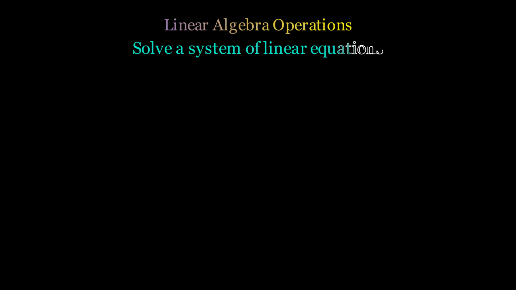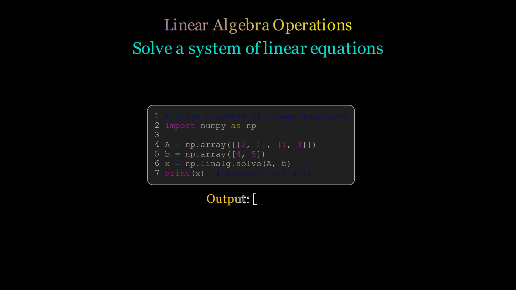Solving linear systems is a common task. For equations 2x plus y equals 4 and x plus 3y equals 5, NumPy's solve function finds the solution x equals 1.4, y equals 1.2. This is much more efficient than manual calculation, especially for large systems.